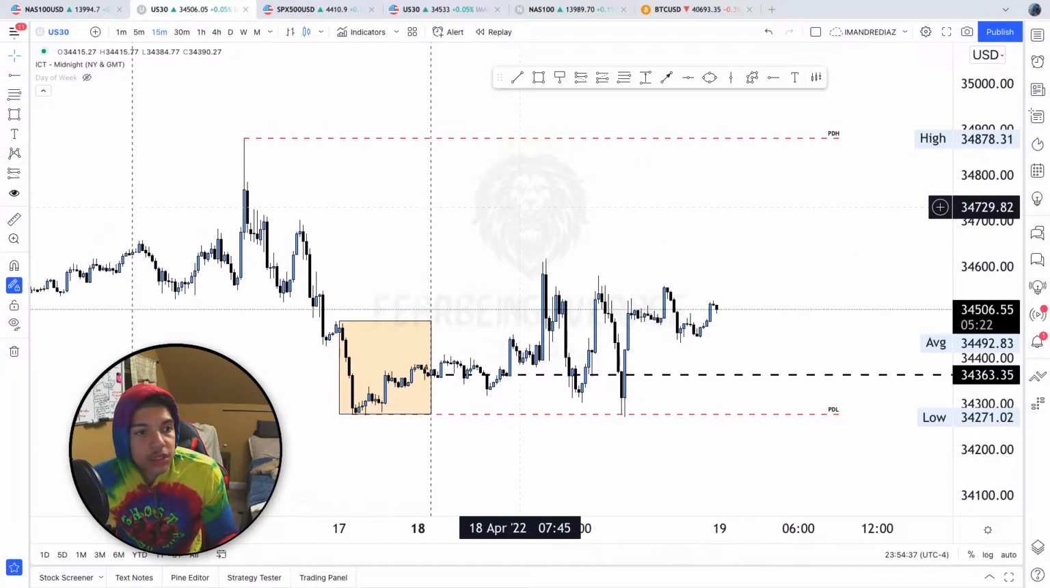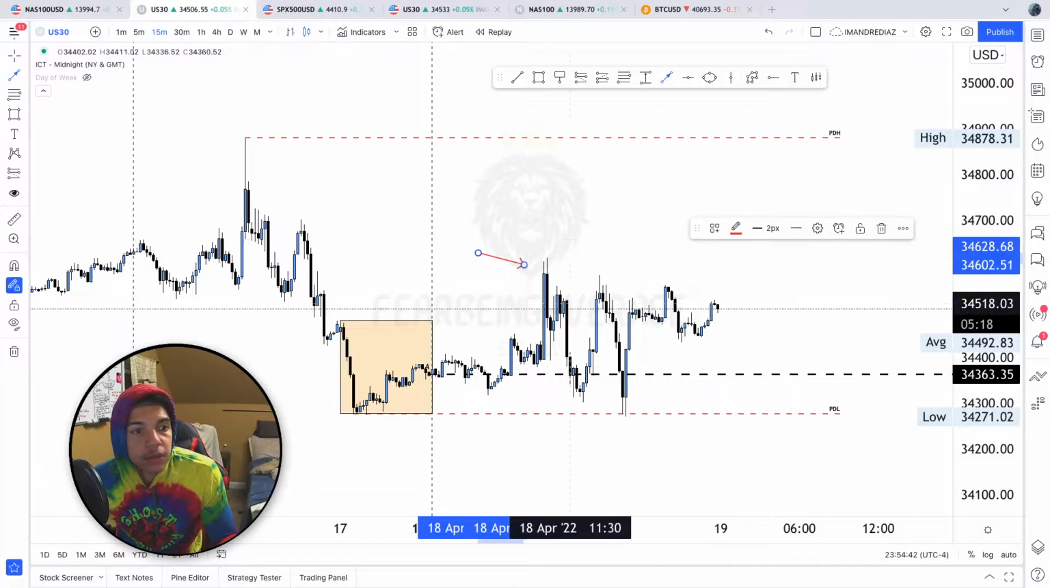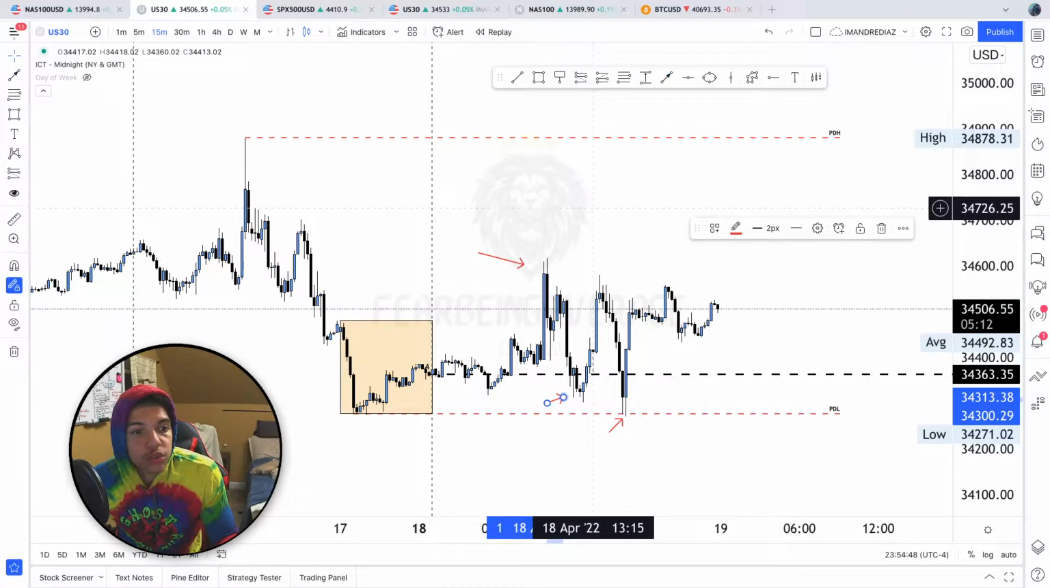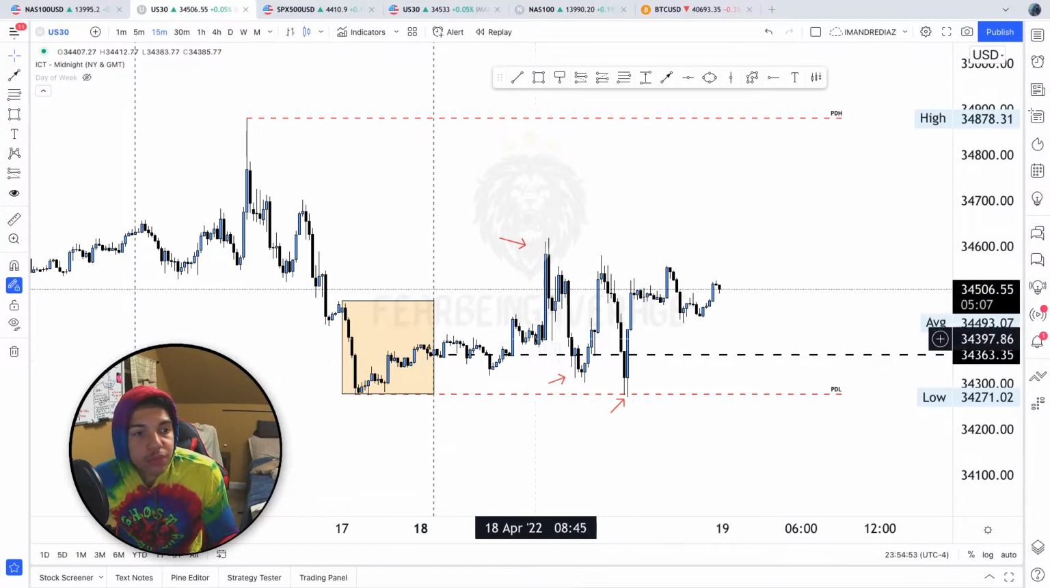As you guys can see, there are a few areas that I want you to pay attention to. The first area is going to be this high. The second area is going to be this low. The third area is going to be this low. And I think those are going to be the most important parts. But now let's take it a step further and let me break down what I'm looking at right now.